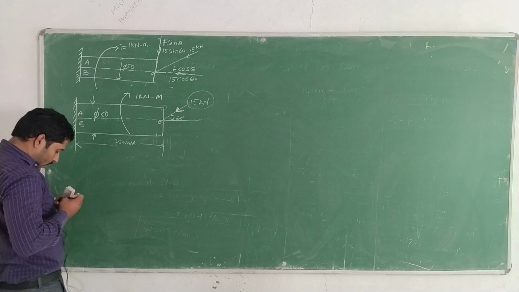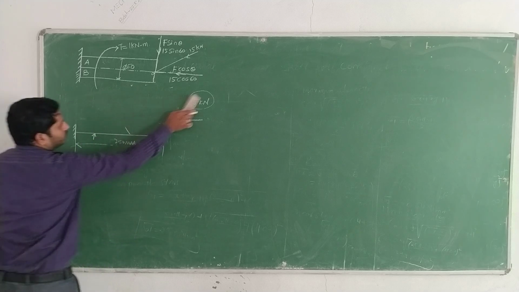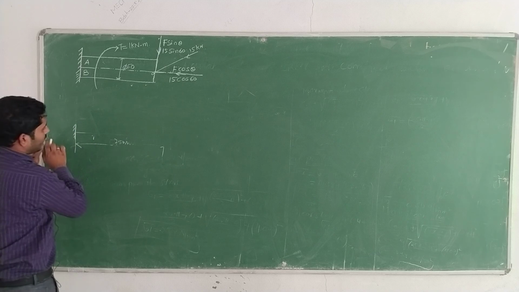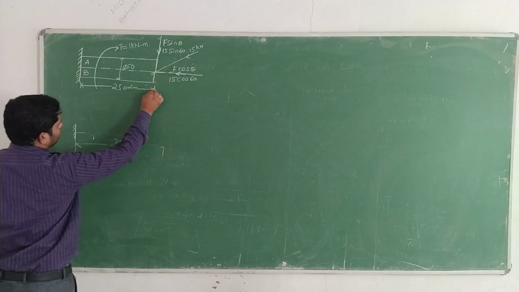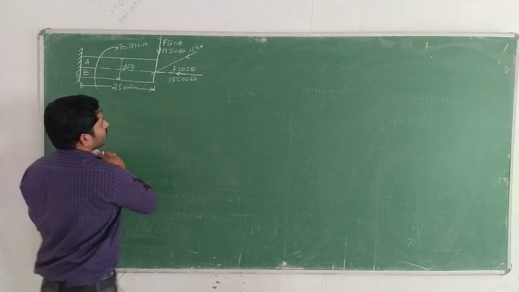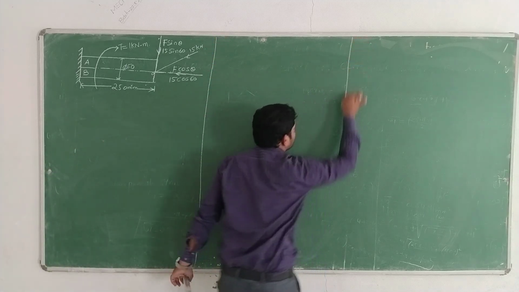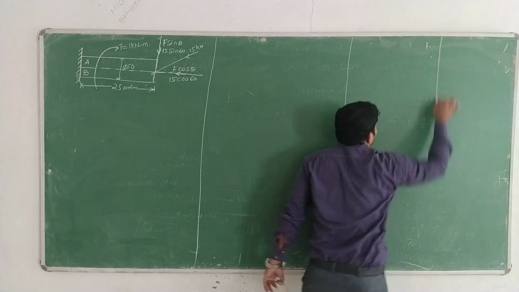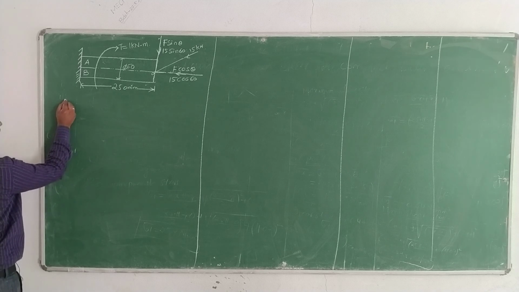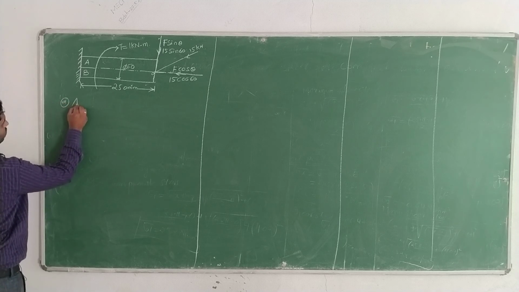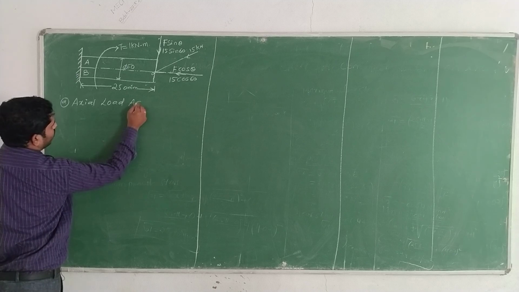The first one we are going to learn about is the axial load. So I will rub this one. The length is how much? 250 mm. Okay. Let us see. First we are going to learn about the axial load acting.